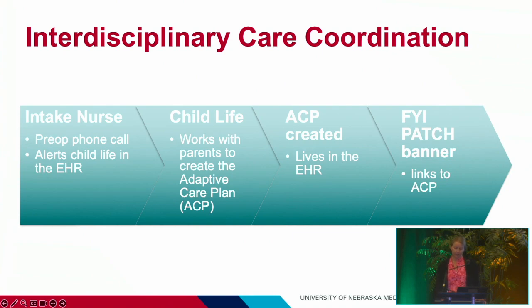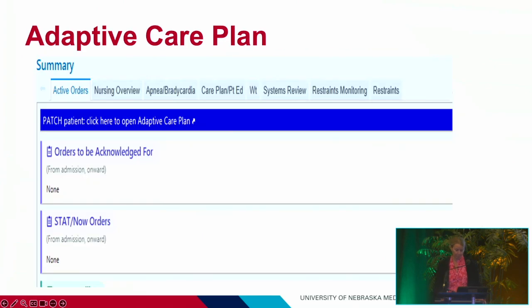At our hospital, the members of the Child Life team really carry the bulk of the load in preparing the plan and also interacting with the families and patients. They serve as the point of first contact when these children are admitted to our hospital. The most recent addition to the PATCH program in the electronic health record is this blue banner that you can see at the top of the screen. This is visible across all users in our electronic health record, and it's a hyperlink that links out to the adaptive care plan, which I'll show you next.